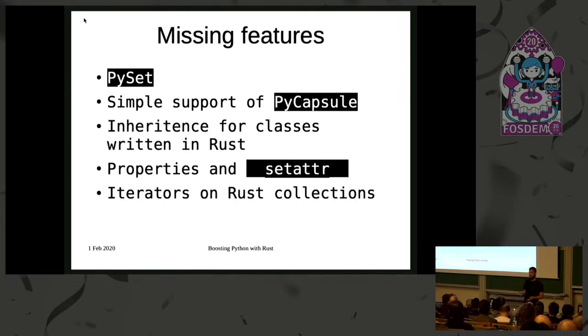setAttr is not in Rust CPython, which means that you cannot have instance attributes, which is very limiting. And the last one, but not least, is when you're trying to build an iterator on Rust collections. I'm going to talk about this one a little bit more because it's more interesting and we've found a solution for it.